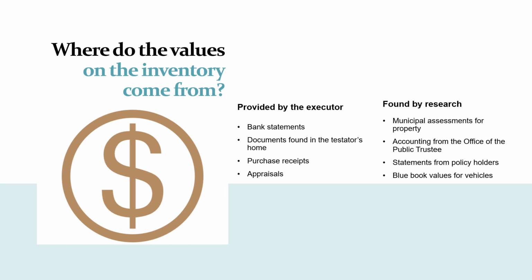When this information can't be found, the executor may need to contact other agencies, such as the municipality where the testator lived. The city can provide a municipal property assessment with an estimate for the value of the property. Other helpful resources include looking up the Blue Book value for a vehicle and searching the provincial land registry for titles. Often, executors will also contact professional appraisers for collections of items or a real estate agent to complete a walkthrough of the home.